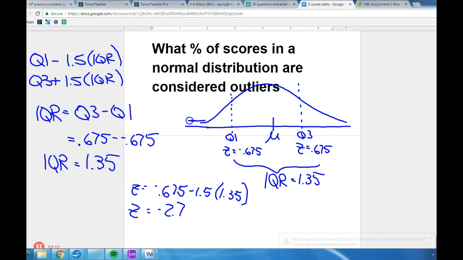The rest of it's the chart. So over here, we're at a Z-score of negative 2.7. I'm going to find that percentage, and then I'm going to double it because I got the same thing going on the other side. You'll probably see this question again. So if you're getting lost, let me know where so I can try to unravel it.